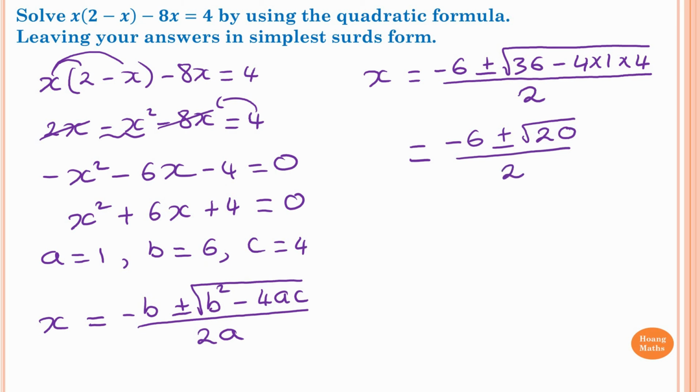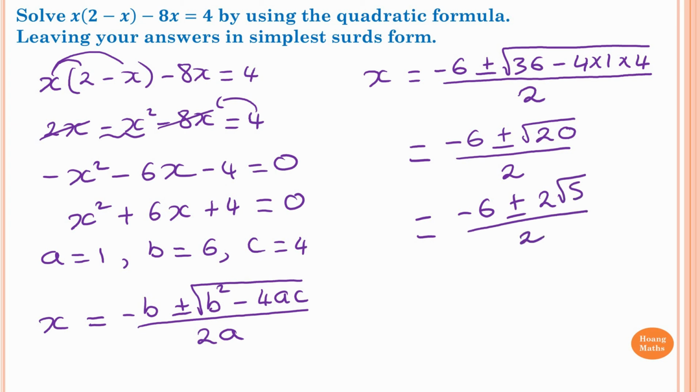This is not the simplest form, so you need to simplify further with the square root of 20. Because 20 is equal to 4 times 5. So it's the square root of 20, which means the square root of this. So square root of 4 is 2. Square root of 5, you can't do much. So just write this down. So that is equal to negative 6 plus or minus 2 square root of 5, over 2.